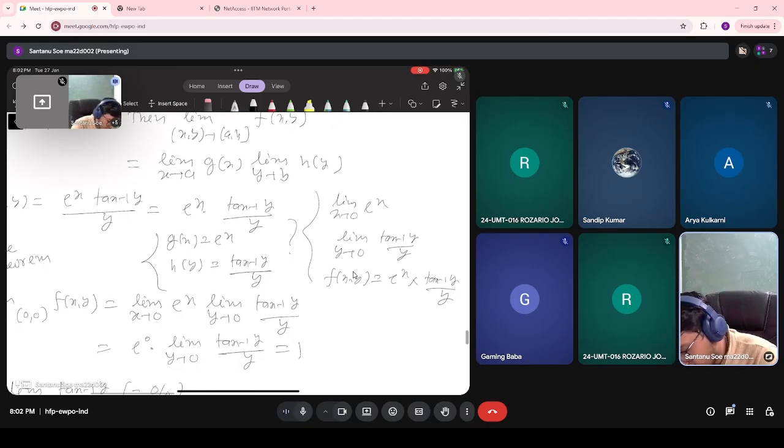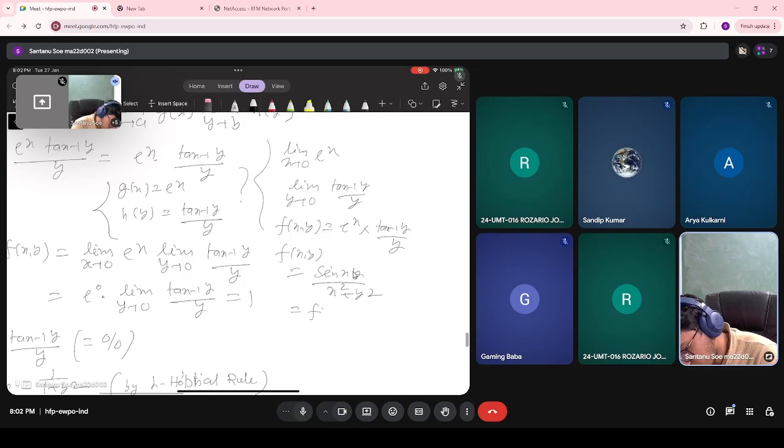For example, if I give you f of x comma y equals sine xy by x square plus y square, then you cannot write this function as g of x into h of y. Is it possible? No, right? So since it was possible here, you use the separable limit of each function, and since it exists, we can write it separately.